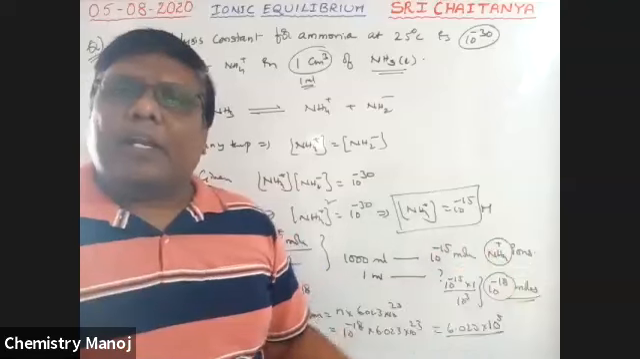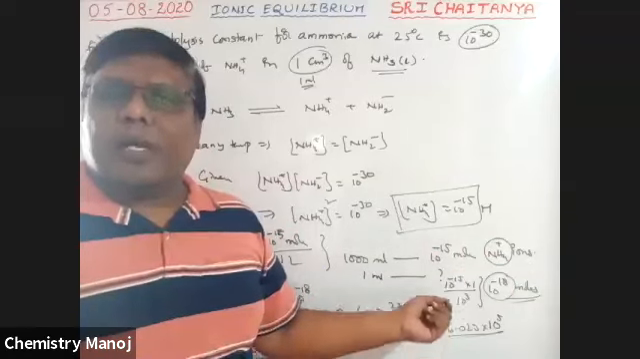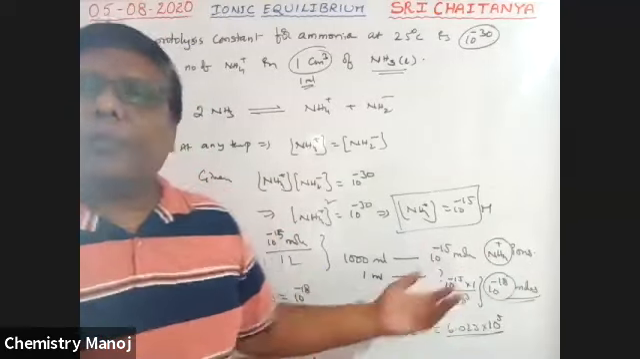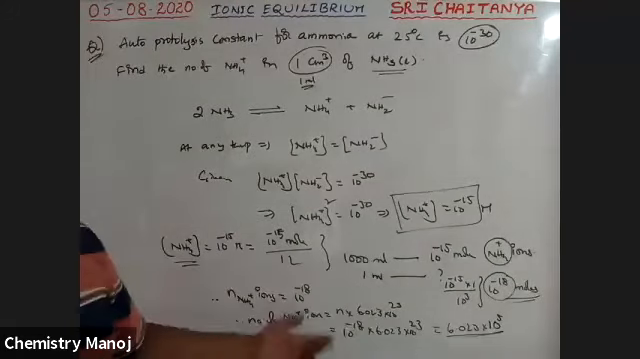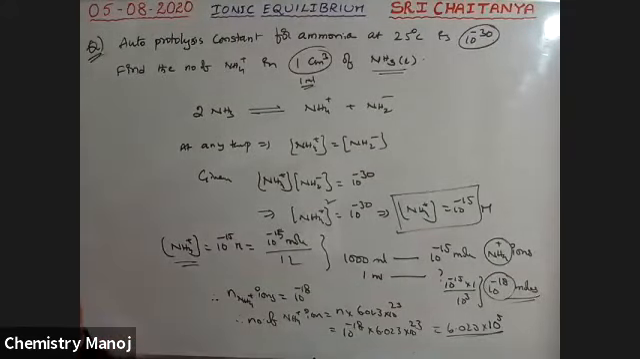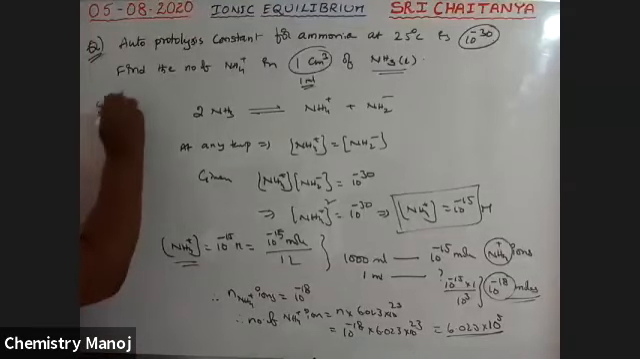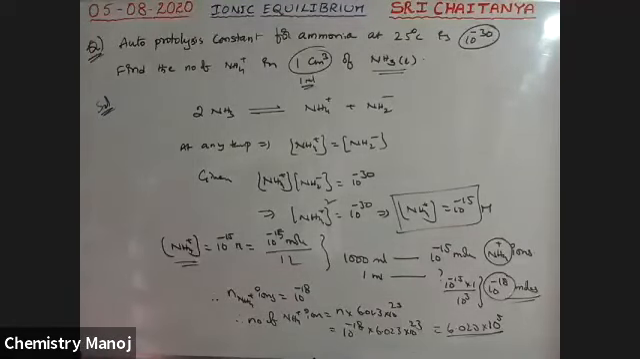So the number of moles into particles only. So small n into capital N, where small n is number of moles and capital N is Avogadro number. That much particles are available. This is stoichiometric conditions. So this is the way to do the problem, and this is the solution for these cases.